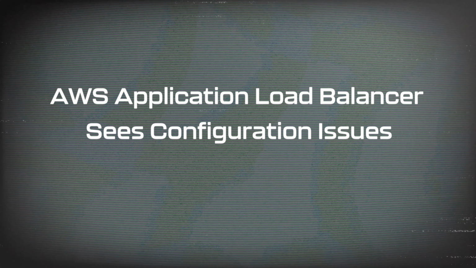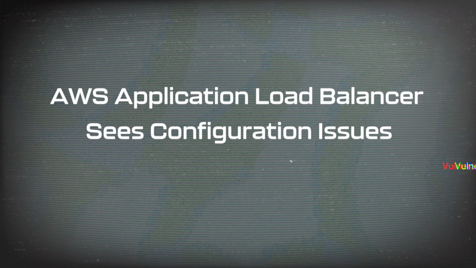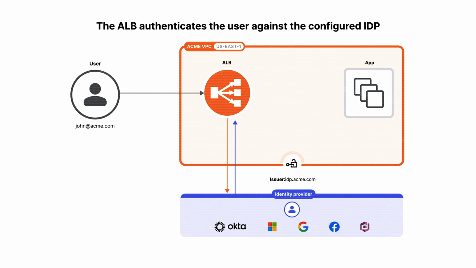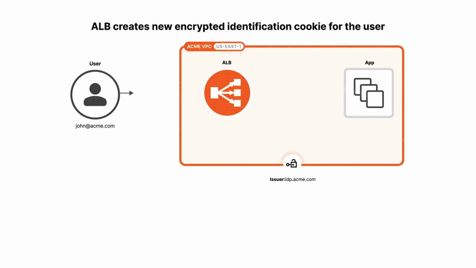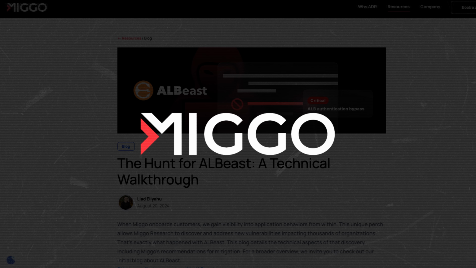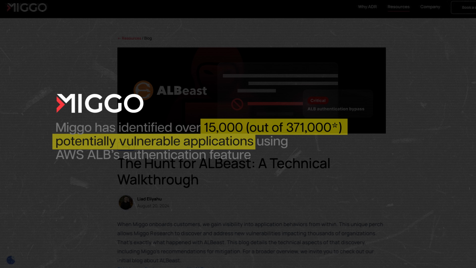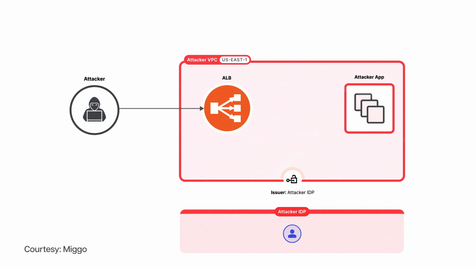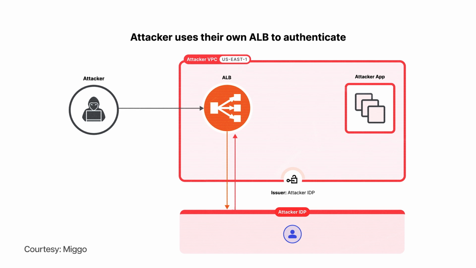Next up, AWS Application Load Balancer sees configuration issues. Type of vulnerability: configuration issue leading to authentication bypass. The problem? A configuration vulnerability in Amazon Web Services Application Load Balancer (ALB) authentication feature discovered by Miggo could allow a threat actor to bypass ALB security. If an application is misconfigured as an ALB target group and is directly accessible, attackers could exploit a shared public key server to set an arbitrary key ID.